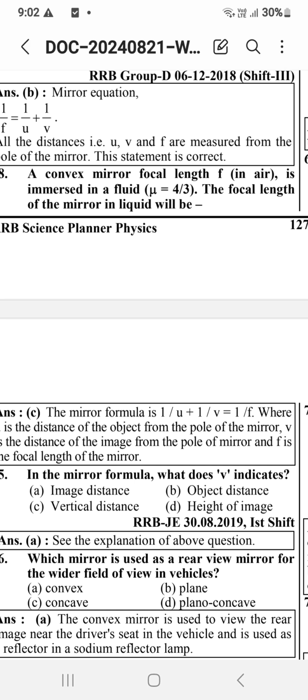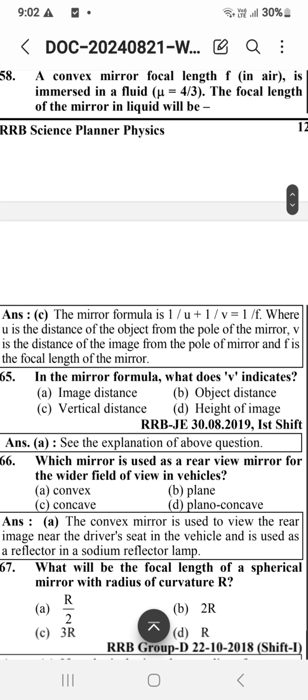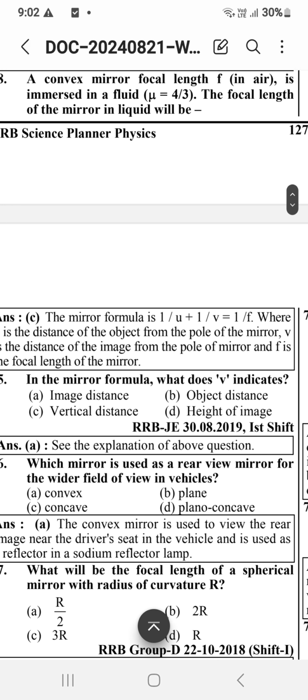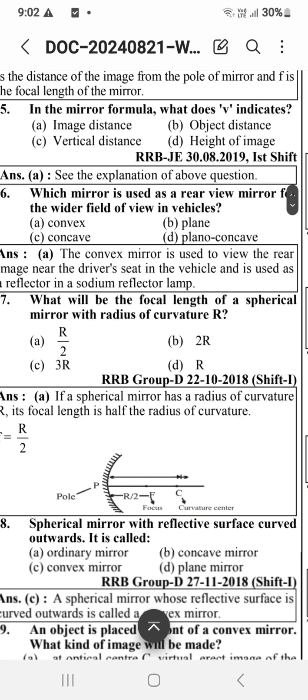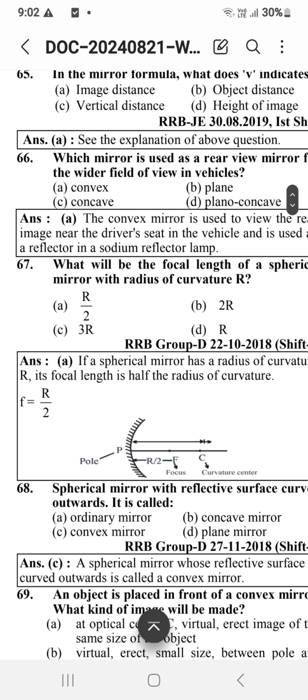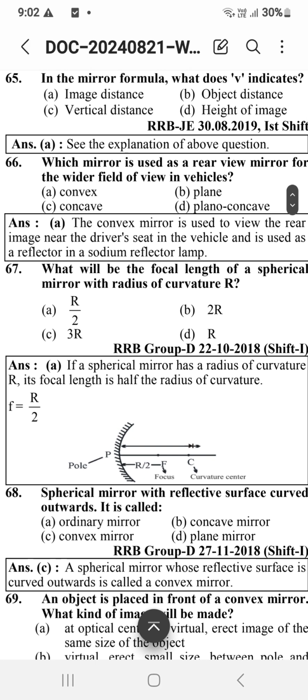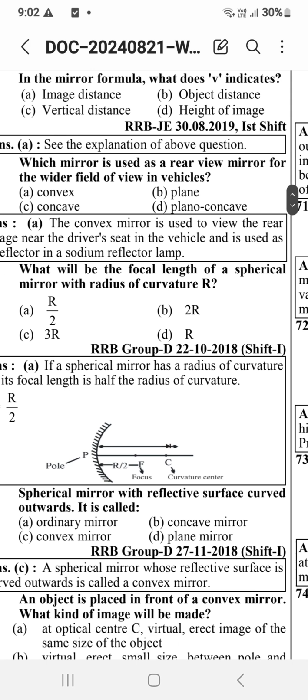Which mirror is used as a rear view mirror for a wider field of view in vehicles? Convex mirror. What will be the focal length of a spherical mirror with radius of curvature R? f equals R by 2. A spherical mirror with a reflective surface curved outward is called a convex mirror.